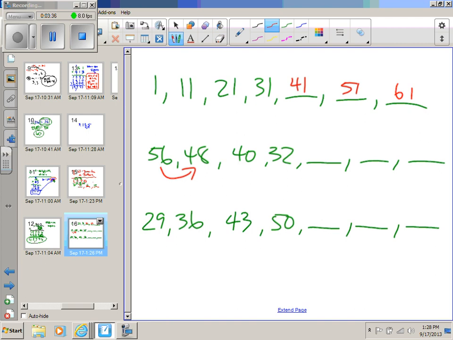Getting smaller. Trinity, minus what? Minus 8. Very good. Just to double check, 48 minus 8 equals 40? Yes, we're good. So, Trinity, 32 minus 8.